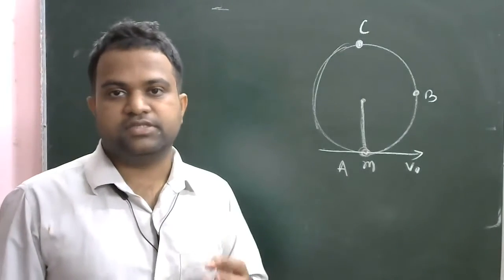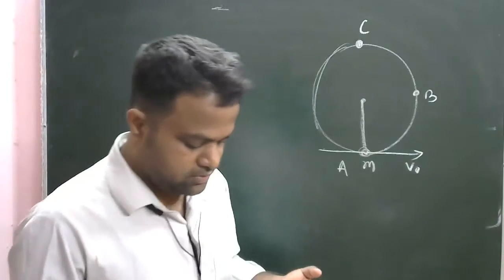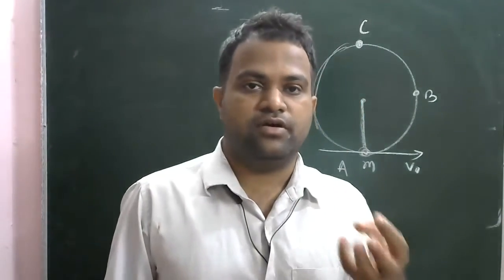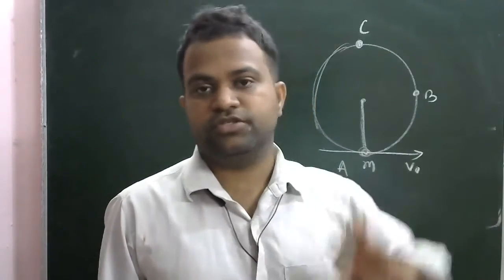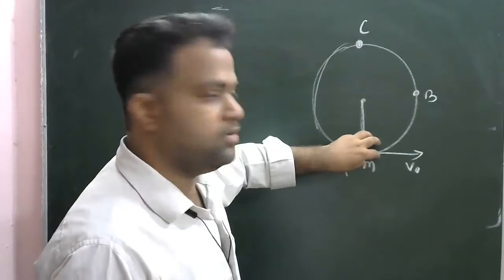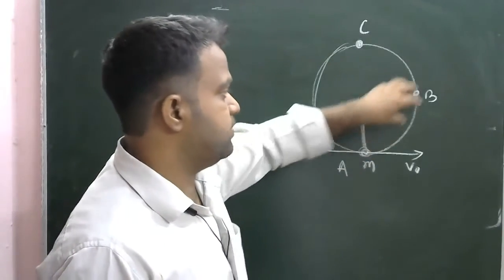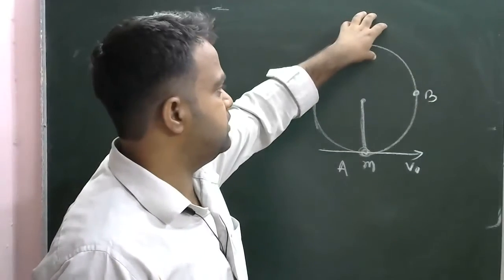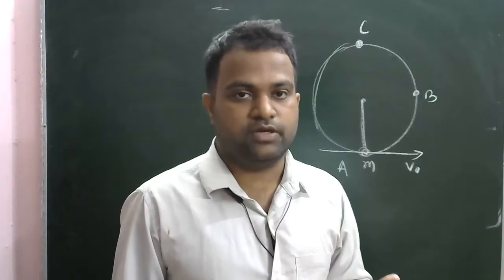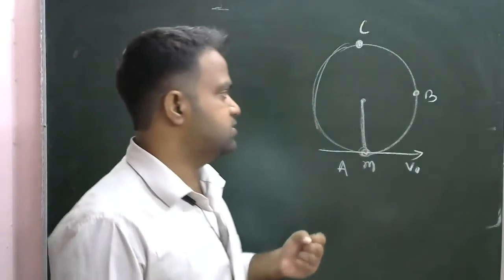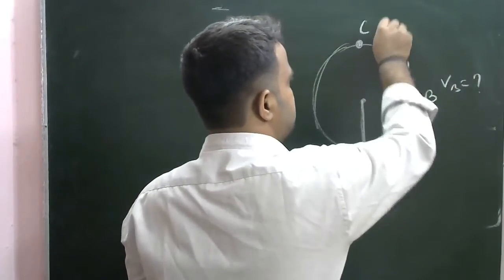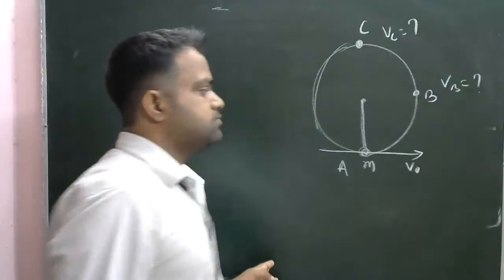One thing we have discussed in the previous videos is that the mechanical energy at all positions is equal. That means the total mechanical energy at position A, the total energy at B, the total energy at C, all are equal. So we will use that concept, and we will calculate the velocities. Our target will be VB. What is VB and what is VC?